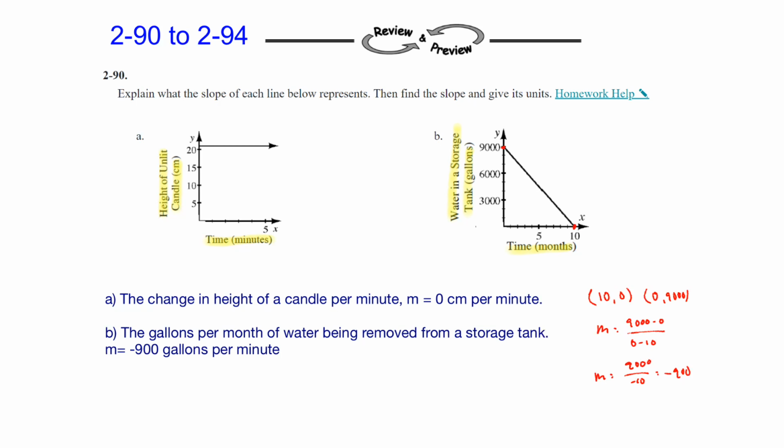So what does that represent? Once again, that's negative 900 over 1. So that's the number of gallons that is being removed per month from the storage tank. So negative 900 gallons per month is being removed.